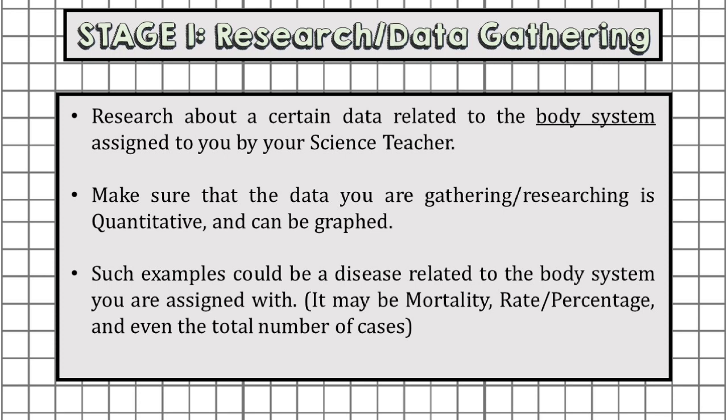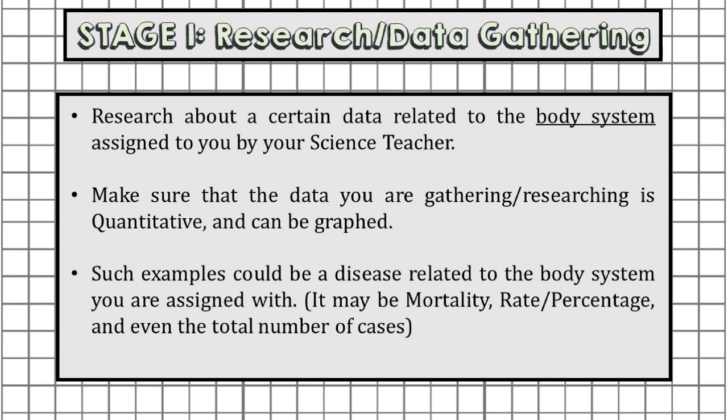So, what are examples of data that you can gather? First, you may consider thinking about diseases, like a certain disease related to a body system. In terms of that alone, you can think of different things to research. You may think about mortality, basically the death rate. And speaking of rate, you may look at the rate or percentage. And then at the same time, you may even look at the total number of cases. All those things mentioned are different options, and it's your choice which one you would like to focus on.